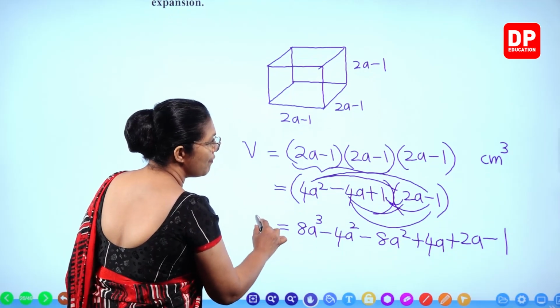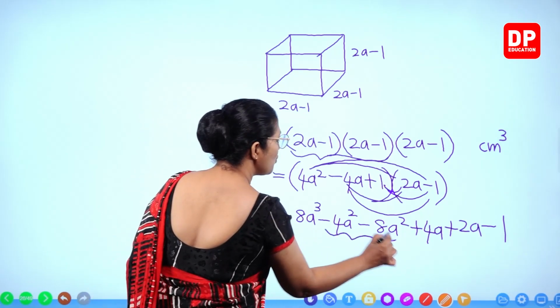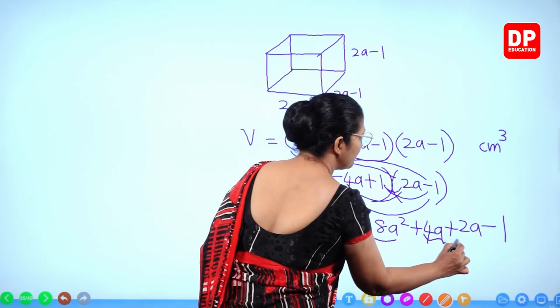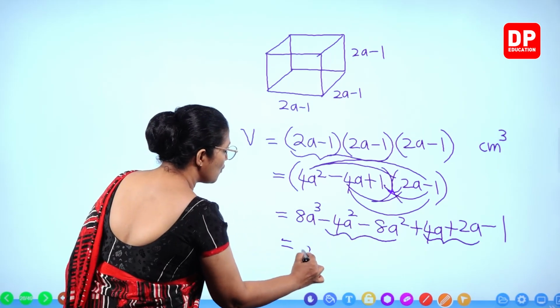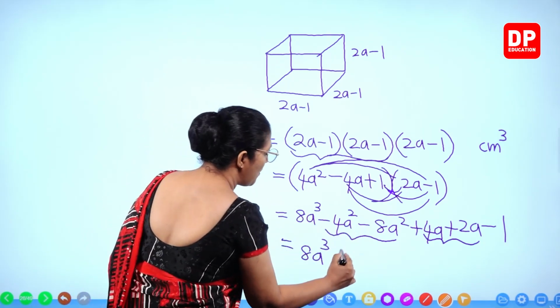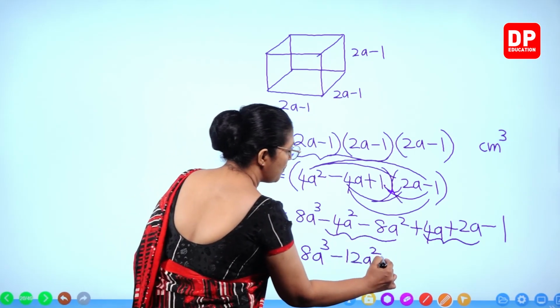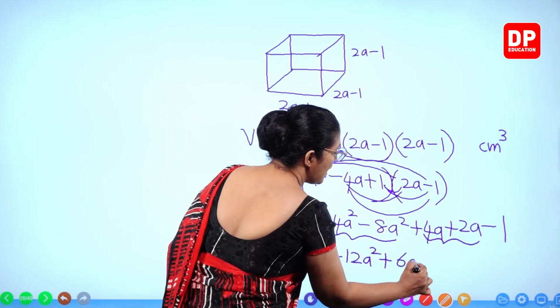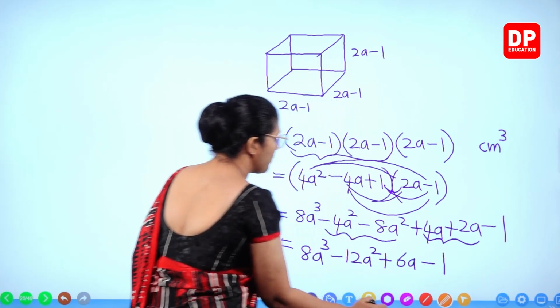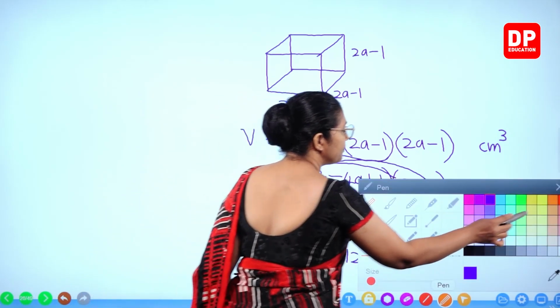Then you can simplify these two, these two, and these two. Those are like terms. So the final answer is 8a cubed, minus 4 and minus 8 becomes minus 12a squared, and 4a plus 2a, that's 6a, minus 1. So you get 2 marks.